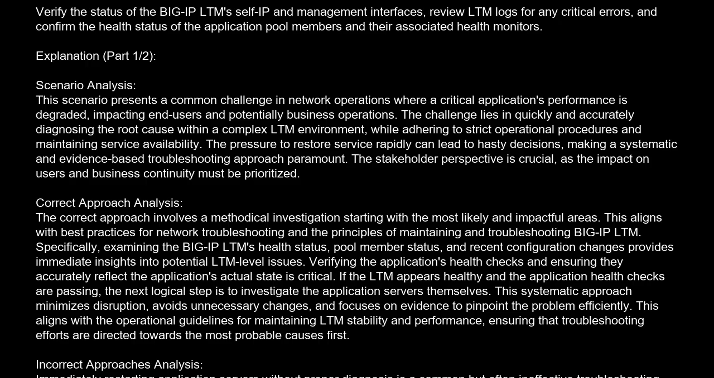If the LTM appears healthy and the application health checks are passing, the next logical step is to investigate the application servers themselves. This systematic approach minimizes disruption, avoids unnecessary changes, and focuses on evidence to pinpoint the problem efficiently. This aligns with the operational guidelines for maintaining LTM stability and performance, ensuring that troubleshooting efforts are directed towards the most probable causes first. Incorrect approaches analysis.